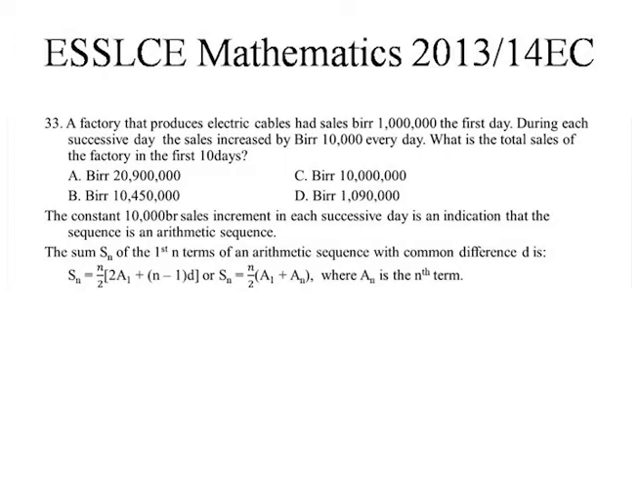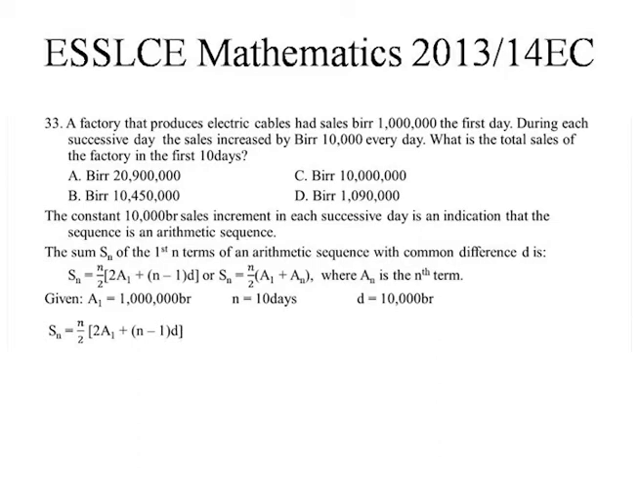So let's identify the givens. The first given is the sales of the first day, that is 1 million birr. The second given is the total number of days of which the sales is to be calculated, that is 10 days. And the other given is the successive days sales increment, that is d is equal to 10,000 birr. So we are given all the unknowns of the first formula. Thus it's appropriate to use the first formula, that is S sub n is equal to n over 2 times (2a sub 1 plus (n minus 1)d).